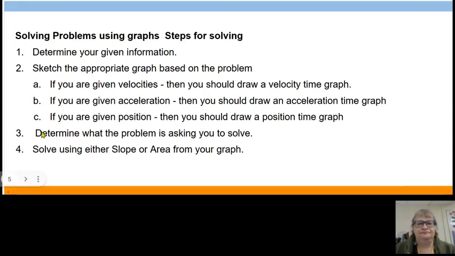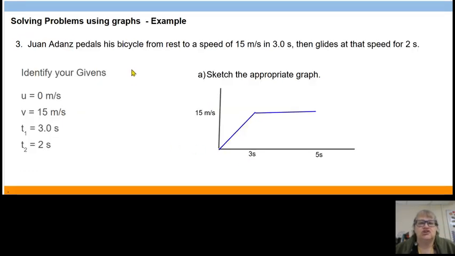And then the next step would be to determine what the problem is asking you to solve, right? Is it asking you to solve for something that you would need the slope, or is it asking you to solve for something that you need the area for? Okay. And then refer back to your notes to figure out which one you would need for the question. So here's an example.